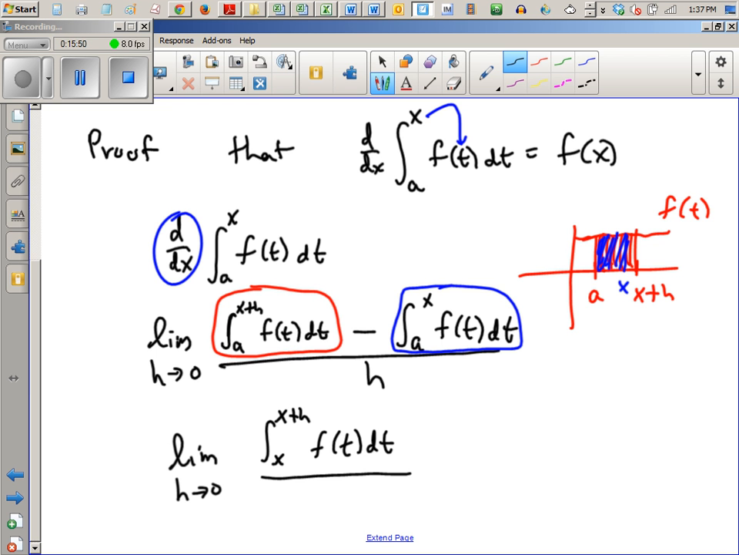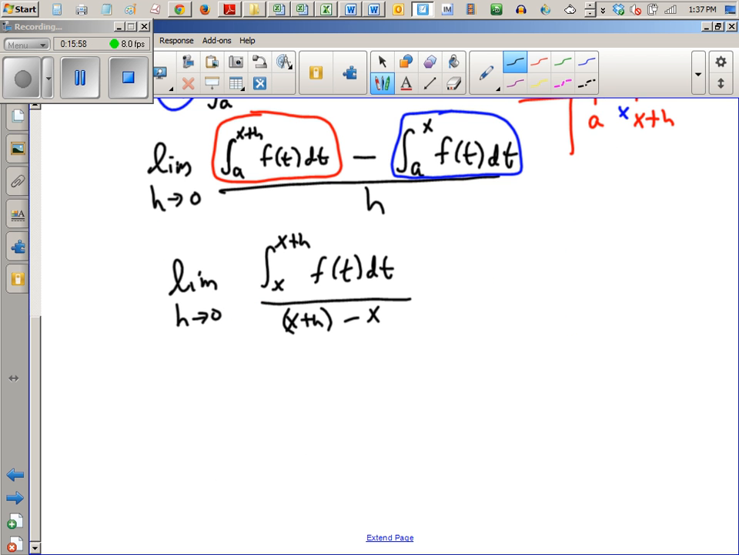And as for that h on the bottom, I could write that as x plus h minus x. The same thing as h, right? So I know it's kind of silly that I wrote it that way, but I want to show you something. This right here looks a lot like the average value of a function formula that we learned. Integral over interval. See it? Boy, that looks like an average value, doesn't it? Okay, so the limit as h goes to 0 of the average value of f of t, over the interval x to x plus h.